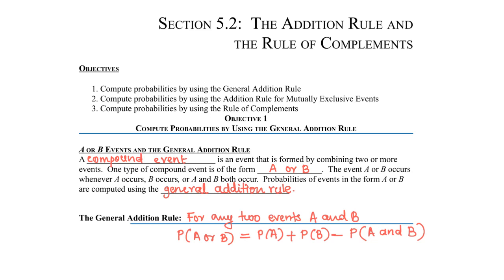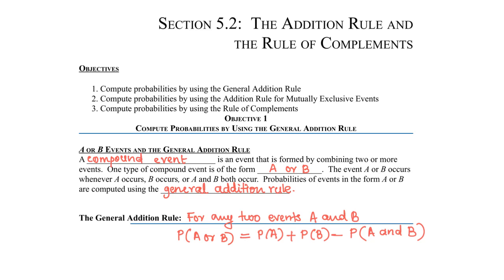The objective for this section is to compute probabilities using the general addition rule, and the addition rule for mutually exclusive events, and to compute probabilities by using the rule of complements. So first, look at the first objective.